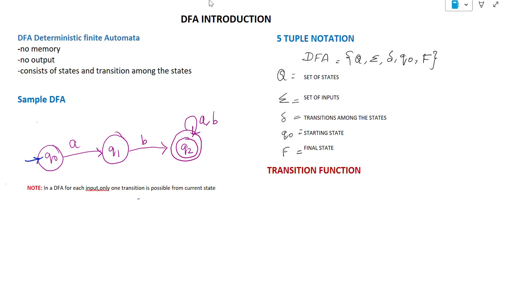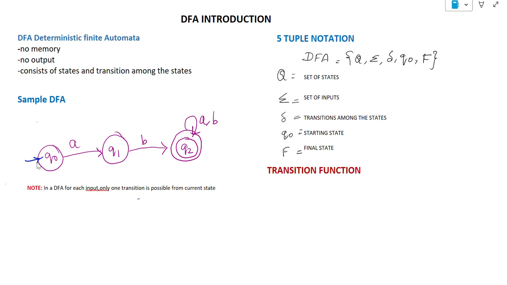Hi all, this video is about the introduction of DFA, Deterministic Finite Automata. It is a type of finite automata, which is an abstract machine with no memory, and it has no output too. It consists of states and transitions among the states.